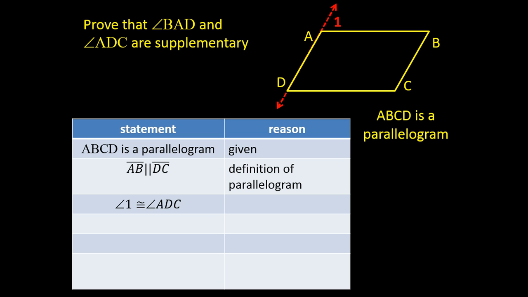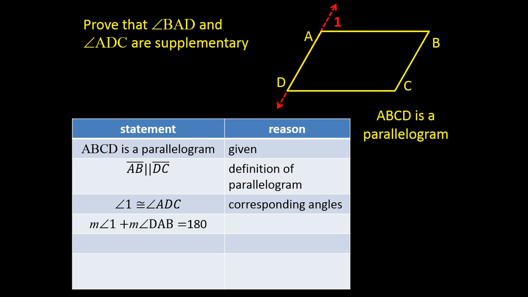And what's important to notice in this case is that we do have parallel lines or parallel line segments. And we've stated that segment AB and segment DC are parallel. So we have those parallel lines that are cut by a transversal. The transversal is that red line that we use to extend segment AD. So we know that if parallel lines are cut by a transversal, then we have lots of congruent angles. And in this case, angle 1 and angle ADC would be considered corresponding angles, so they must be congruent.